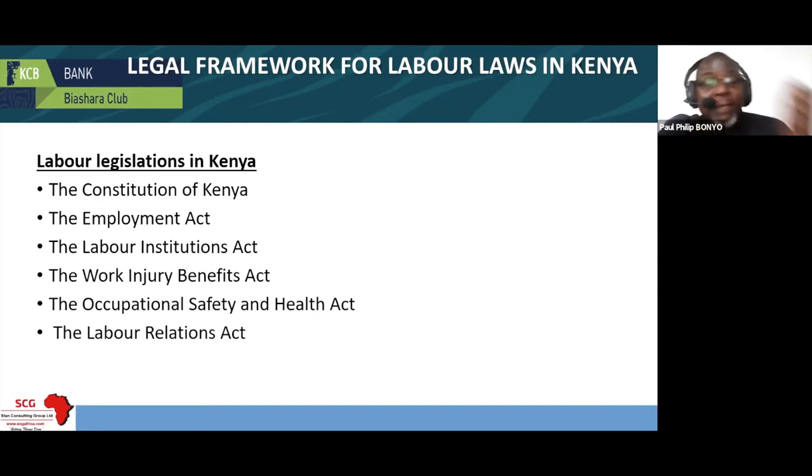The Occupational Safety and Health Act is a hygiene law, which was enacted with the aim of ensuring that the environment of work at your place of business is safe and healthy for workers and yourself as the employer.